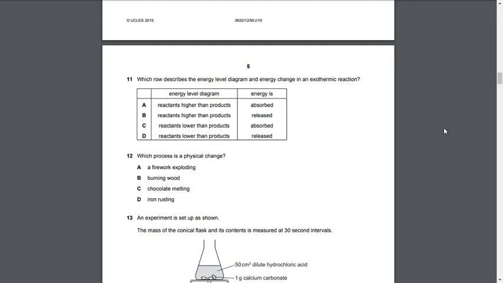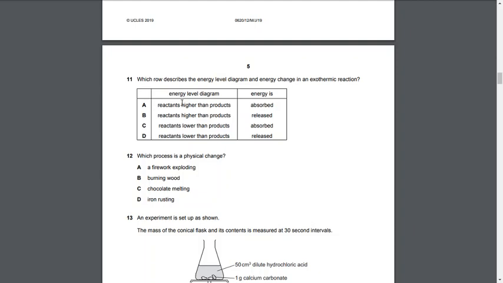First of all, as I told you in the previous video, make sure you check it out. I told you to mark out the key points. So here the key point would be energy level diagram and energy change in an exothermic reaction.